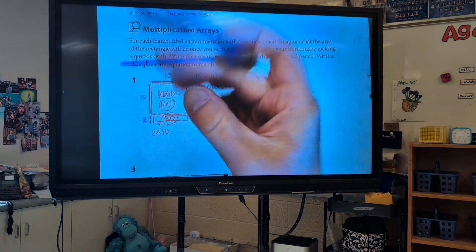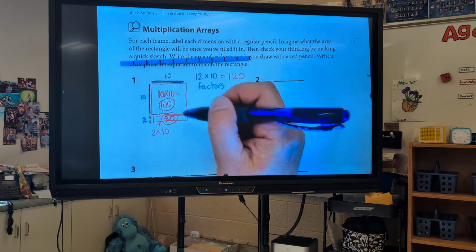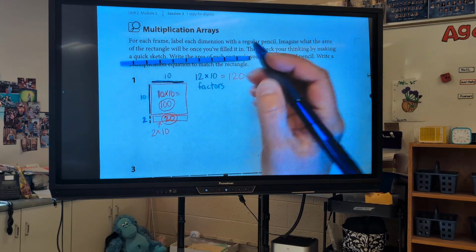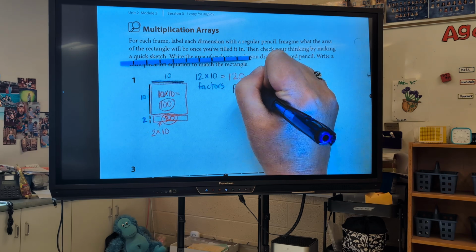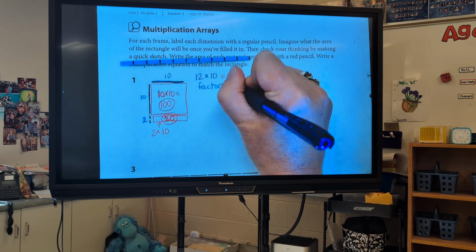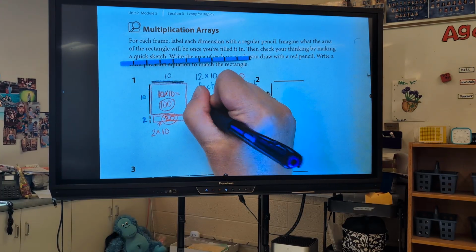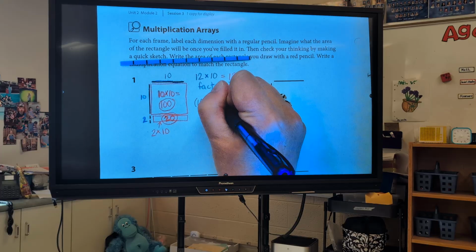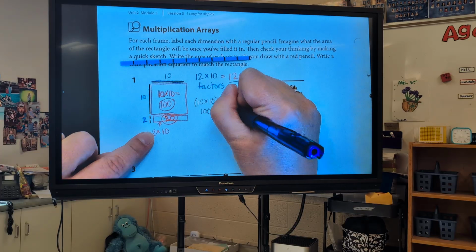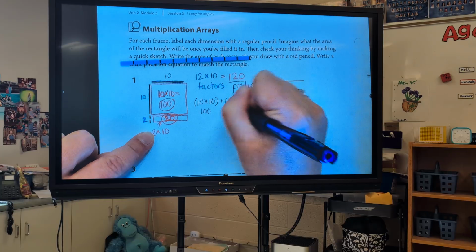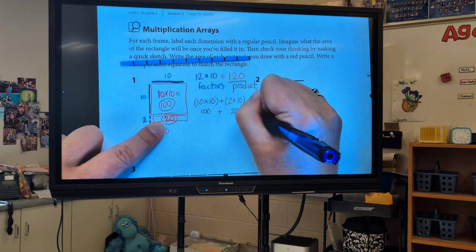So what we did here is we did part of the product here and part of the product here and got the total product. The word product means the answer to a multiplication problem. So the product is 120. So again, I did the 10 times 10 part, which got us the 100 here. And then I did the 2 times 10 part, which got us 20 here. I put those amounts together and I get 120.